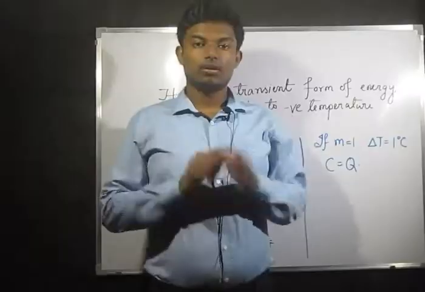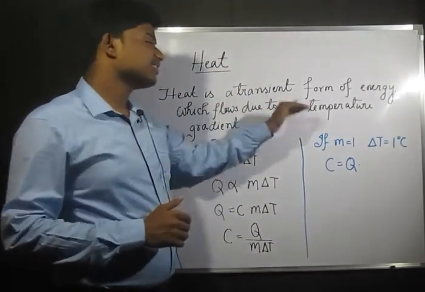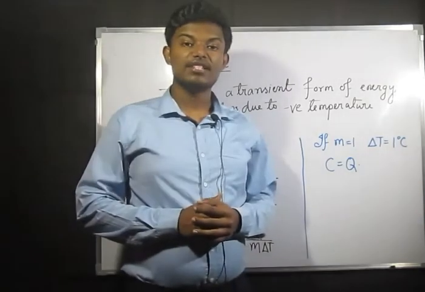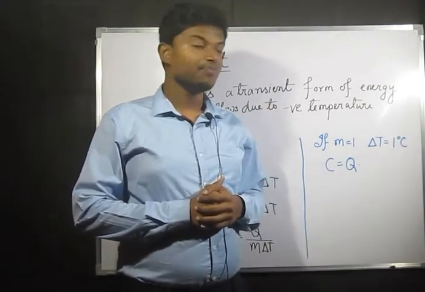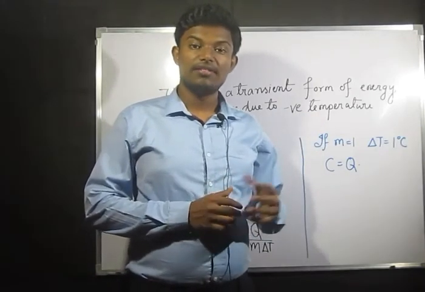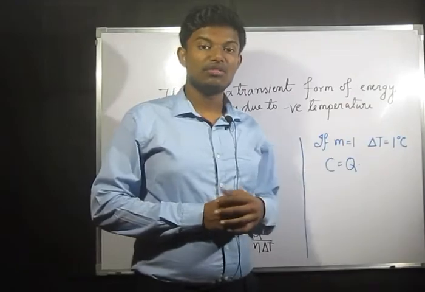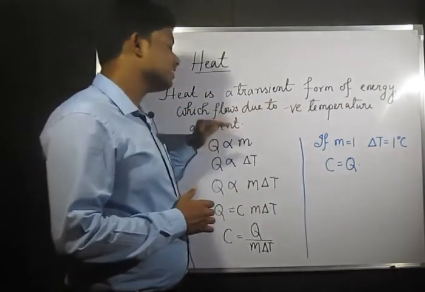The next thing we are going to discuss is heat. Now what is heat? Heat is a transient form of energy. Transient form of energy means what? If you remember what we taught in the last videos, transient form of energy is nothing but any energy which can cross a boundary. If there is any energy which can cross the boundary of a system, then it is known as transient form of energy, and it flows due to negative temperature gradient.